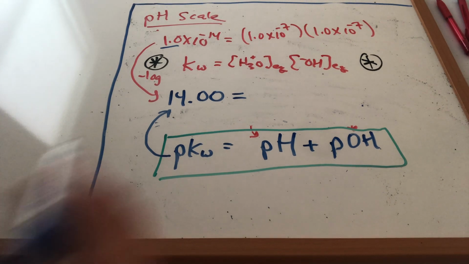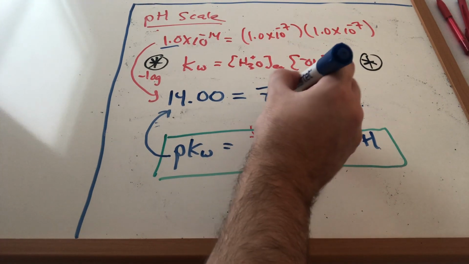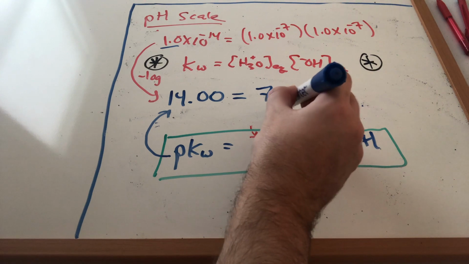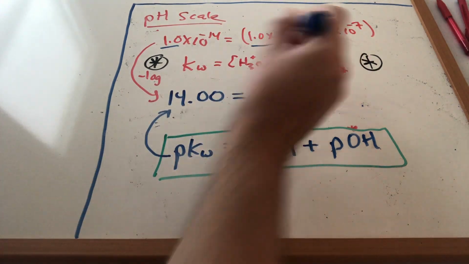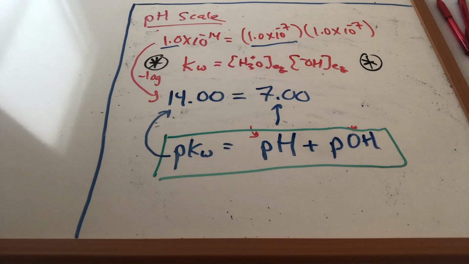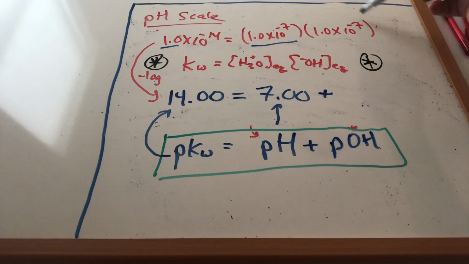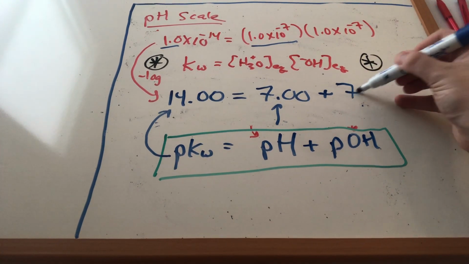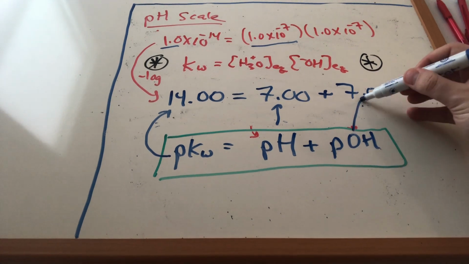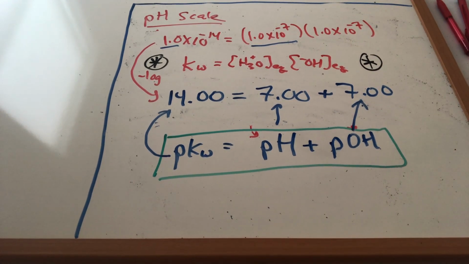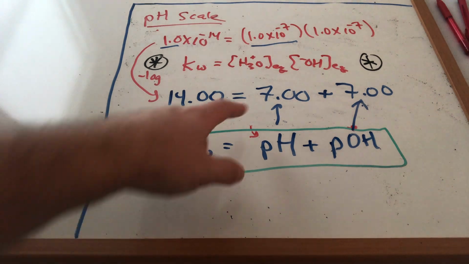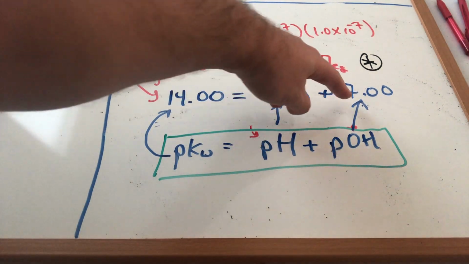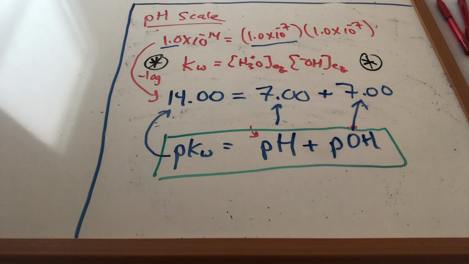Take the negative log of it. What you find, paying attention to correct significant figures, is that for that neutral situation, the pH was 7.00. Right? If you put 1.0 times 10 to the minus 7 into your calculator and do the negative log again, you'll also get 7.00 for that neutral situation. So the pOH is 7.00.